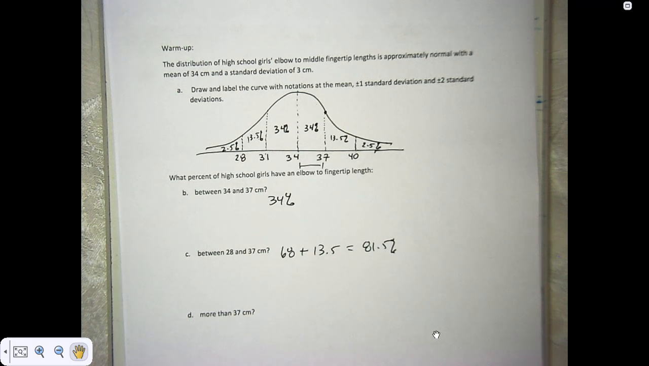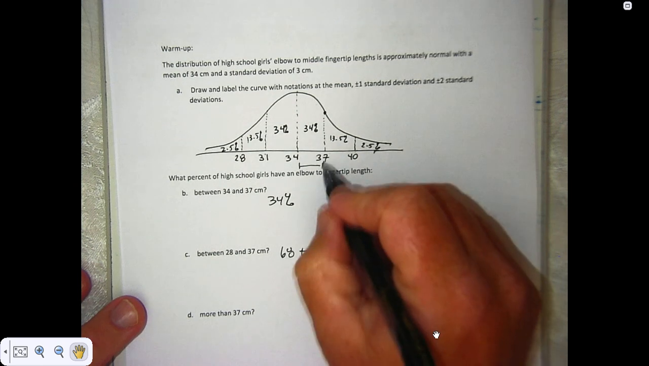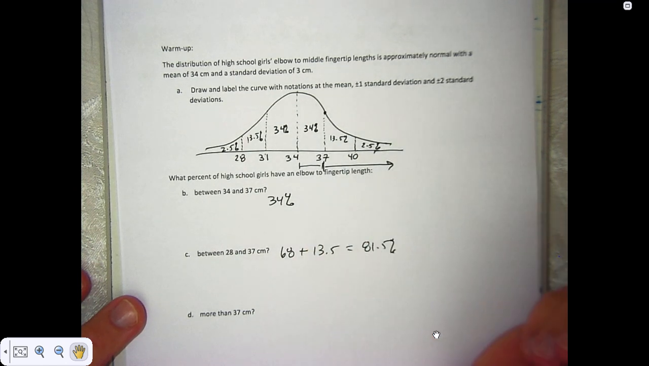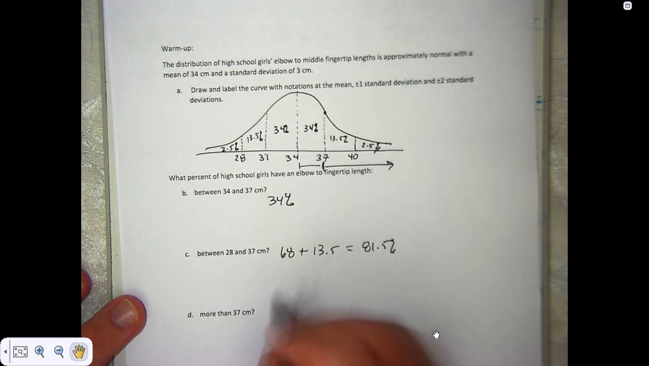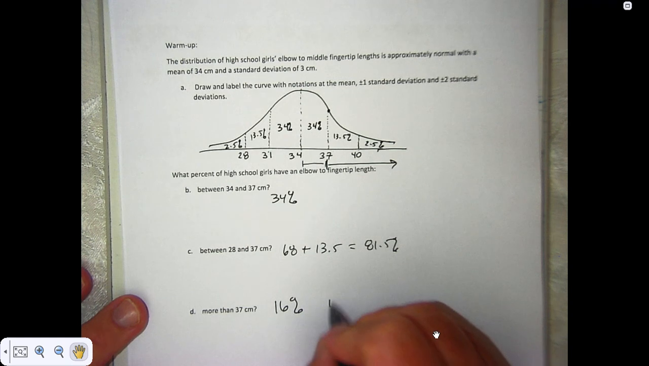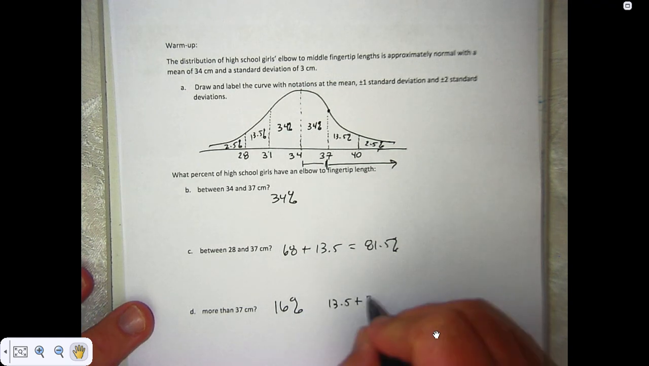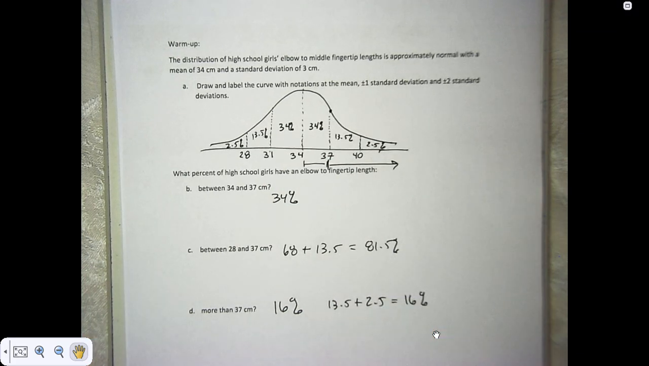And then more than 37, more than 37 would be here on up. So that'd be 13.5% plus 2.5%. That would be 16%. Again, that's 13.5 plus 2.5. So 16%.